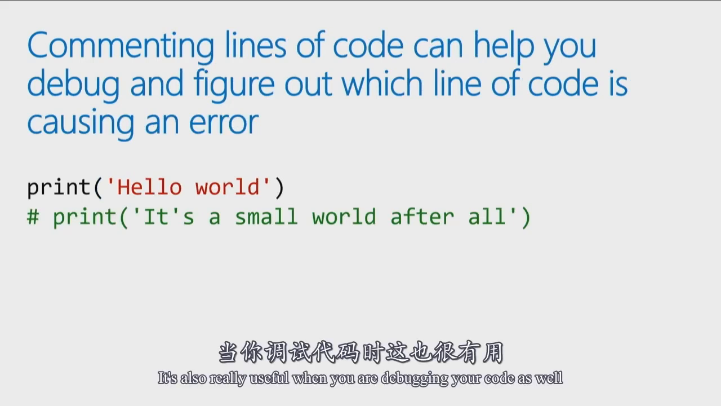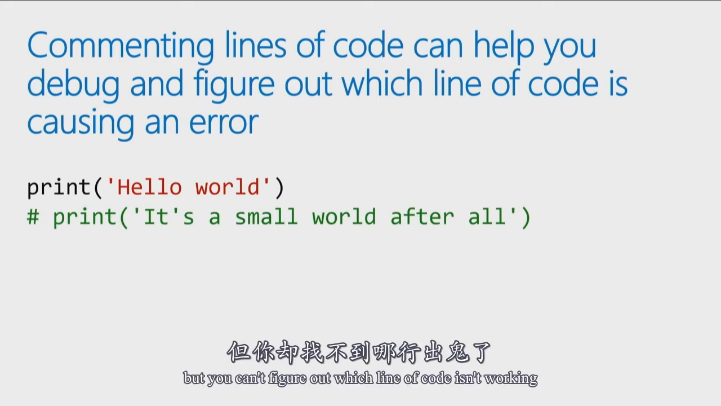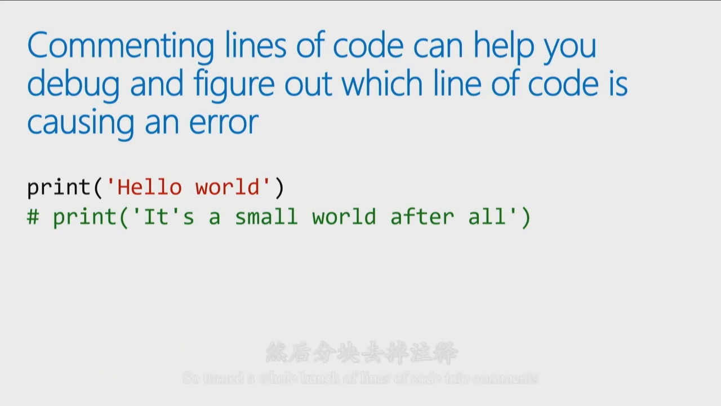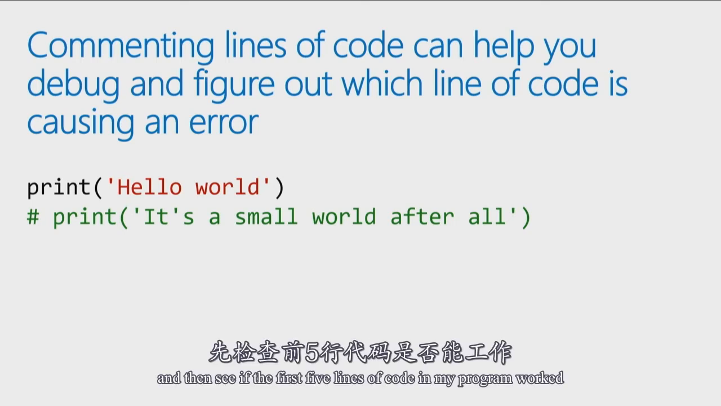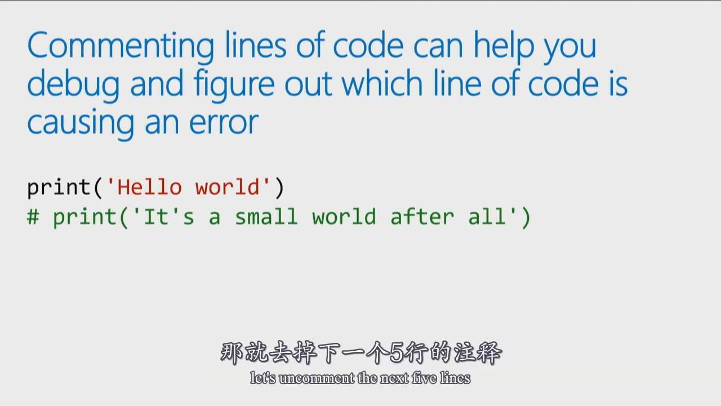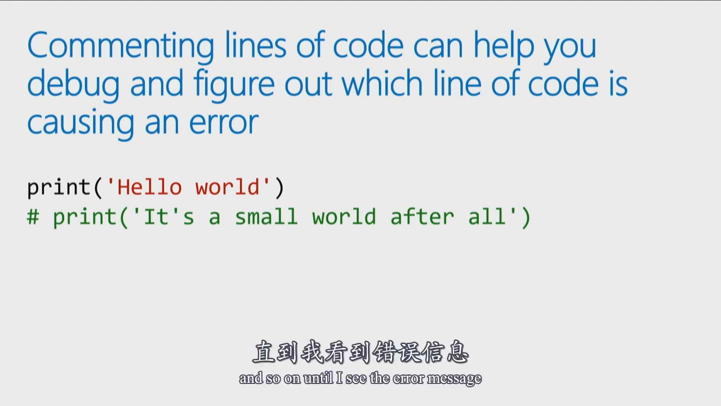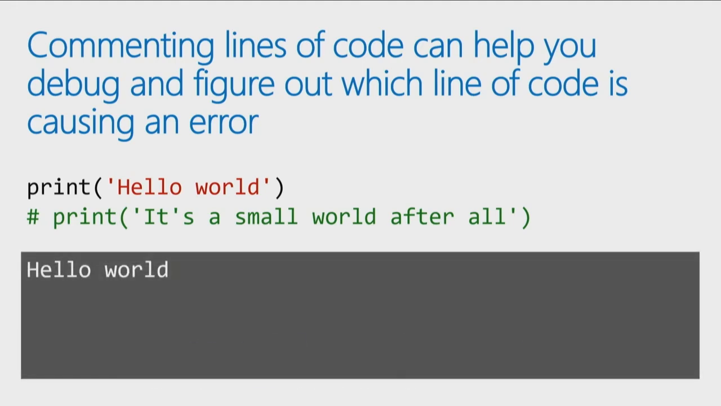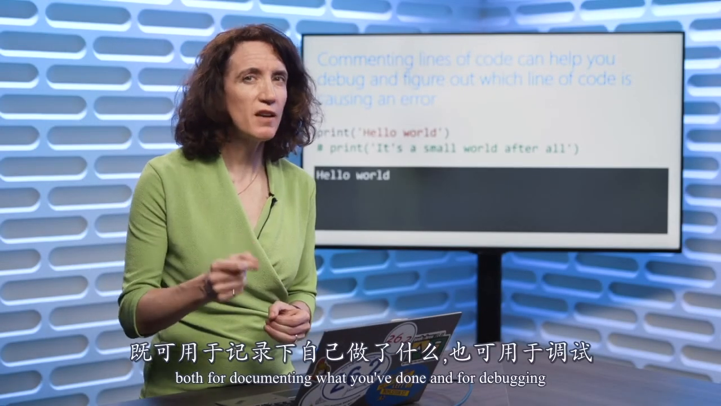It's also really useful when you are debugging your code as well. If you've got a long program and something's blowing up, but you can't figure out which line of code isn't working, there have absolutely been times where what I did was I basically commented out, so turned a whole bunch of lines of code into comments, and then would see if the first 5 lines of code in my program worked. The first 5 lines worked, okay, let's uncomment the next 5 lines. Did that work? Okay, still no error message. Uncomment the next 5 lines, and so on until I see the error message. And that can help me narrow down where in the code my error is coming from. So get in the habit right away of using comments in your code, both for documenting what you've done and for debugging.